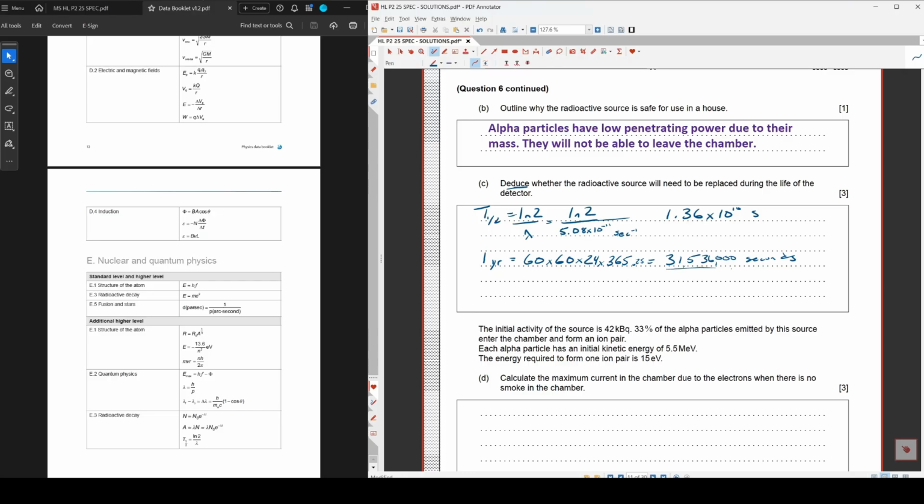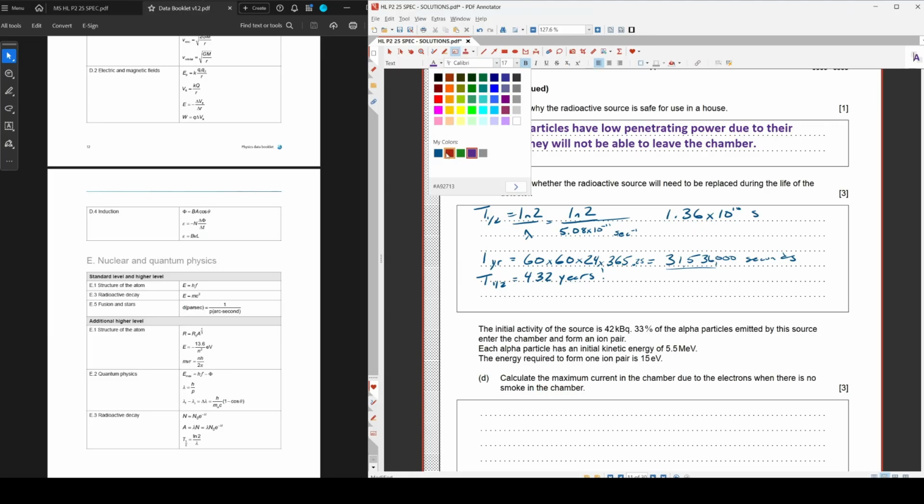So if I divide these, that's not nearly 10 to the 10. That's 10 to the what? 6, 7? So hundreds of years. If we convert this to years, we get that the half-life is 432 years. So it's going to take 432 years for half of that americium to decay. Are you going to have to replace it in the lifetime of the detector? No way. That thing is going to far outlive anybody who's using it. So we could say no.